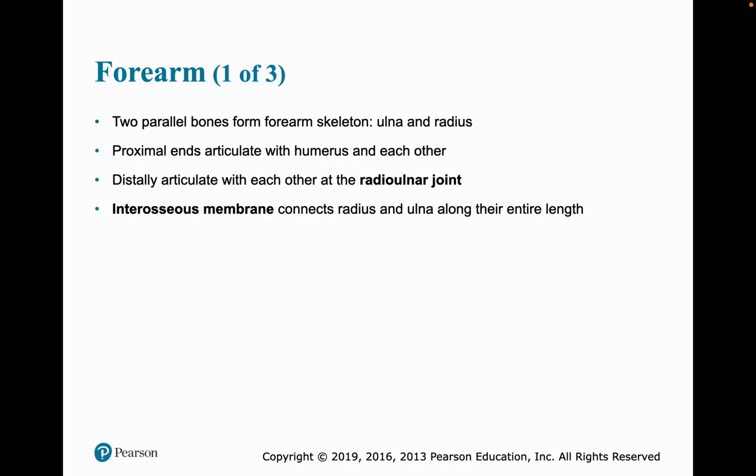In the forearm, there are two parallel bones, the ulna and the radius. The proximal ends each articulate with the humerus as well as with each other. The distal ends articulate with each other at the radioulnar joint, and between those bones is a structure called the interosseous membrane that connects them along their entire length.